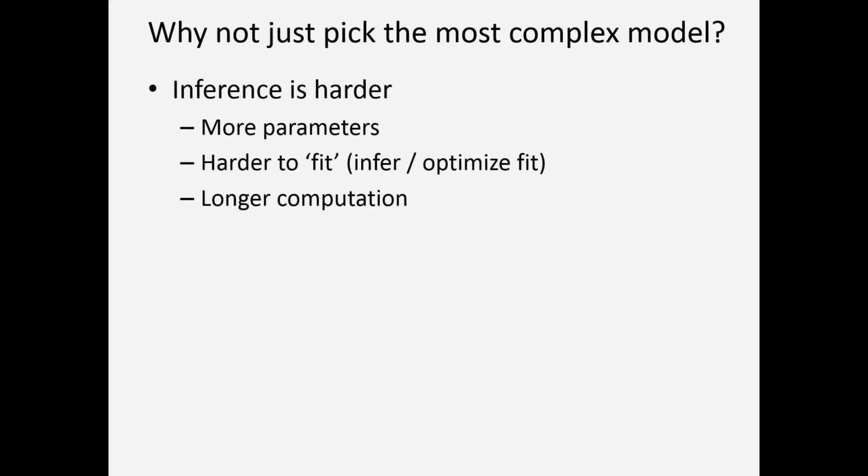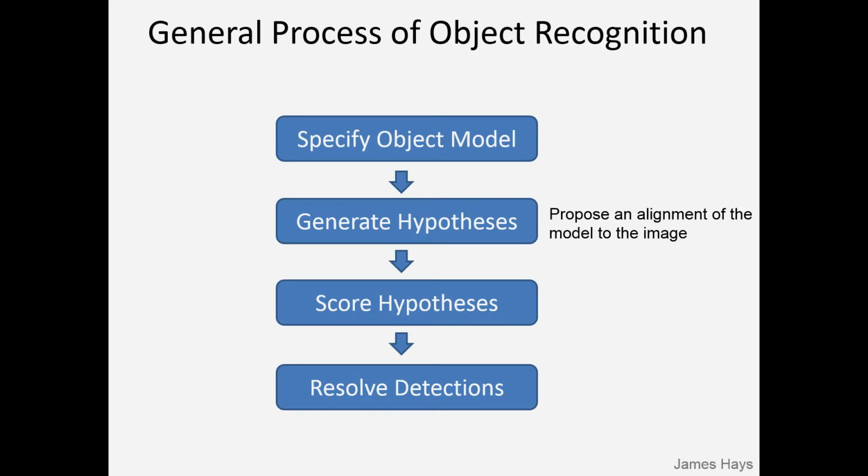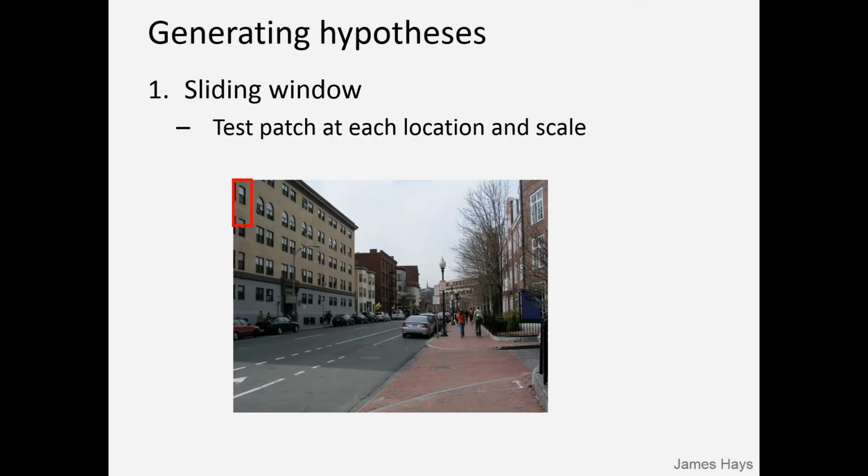But of course, it's not always the case, because inference will be much harder, and the computational complexity requirement will be bigger as well. After we select the model, then we need to try to generate some hypotheses, right? The simplest one is that we just do it exhaustively, just scan through the entire image. That would be the sliding window approach, where we assume everywhere is a potential candidate for an object there.